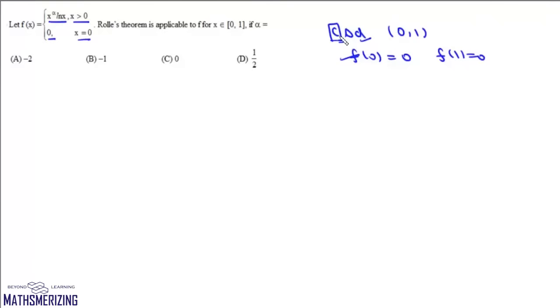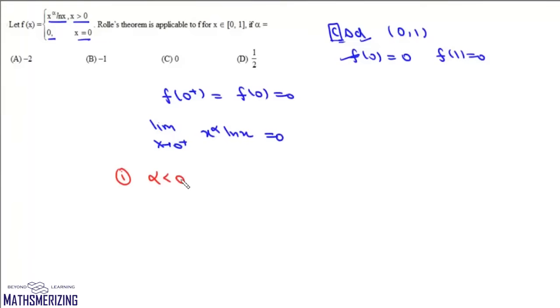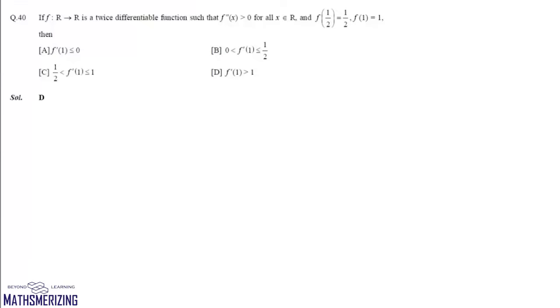Now this function should be right continuous at 0. So Rolle's theorem will be applicable to this function if f(0+) will be equal to f(0) which is 0. That means this limit, x tends to 0 positive of x to the power alpha log x, must be 0. Now if alpha is less than 0, then in that case it will be of the form log x upon x to the power minus alpha. Now log 0 is minus infinity.